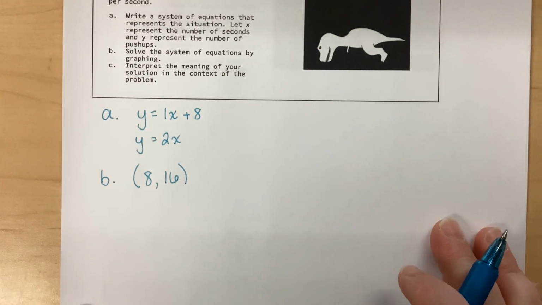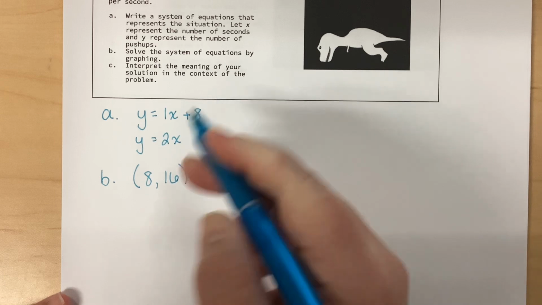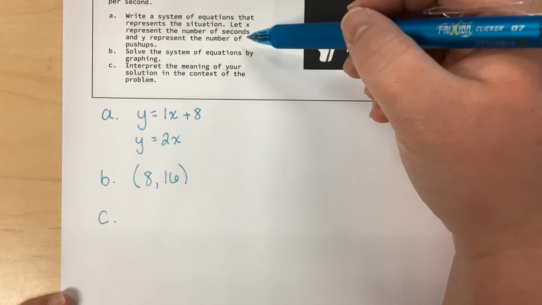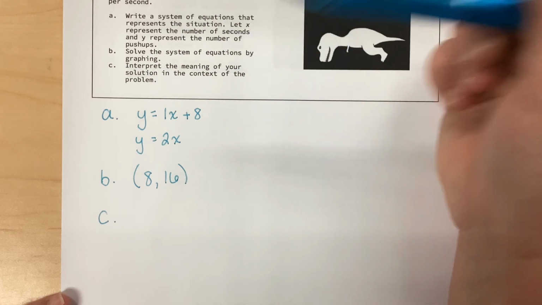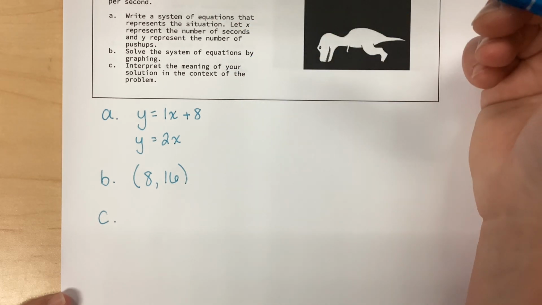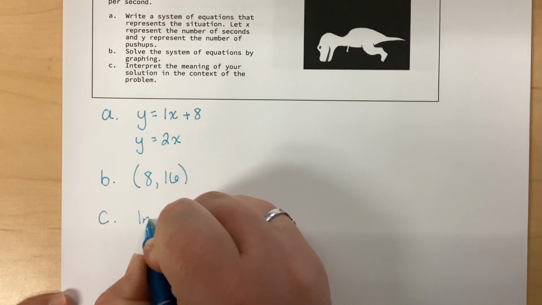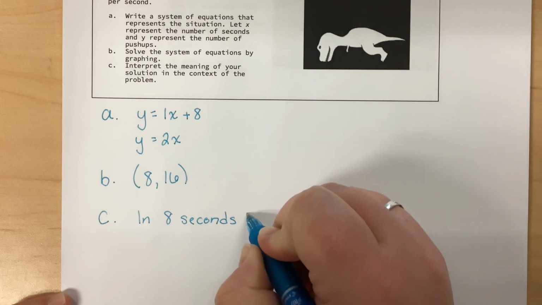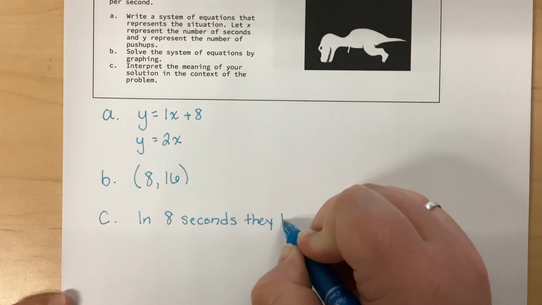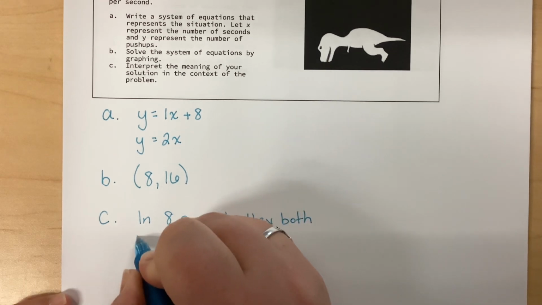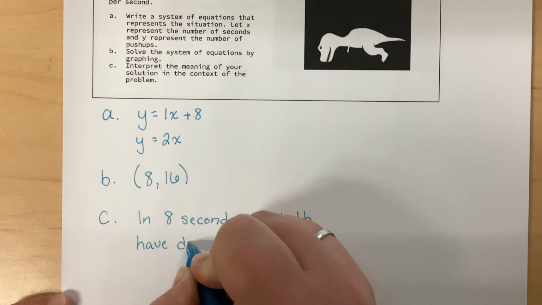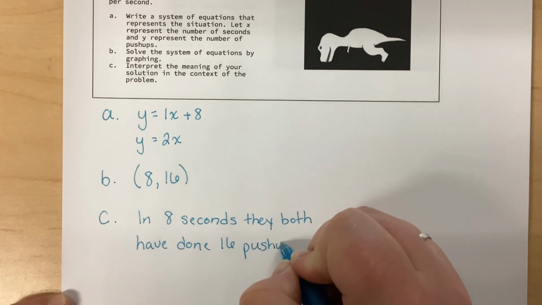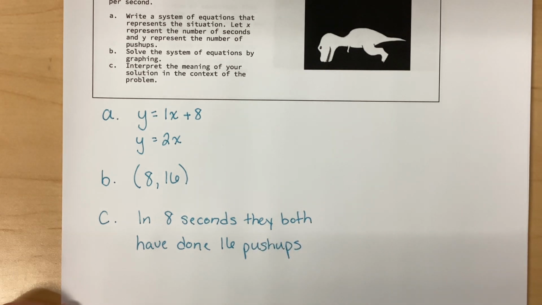And then for part C, it says, interpret the meaning of your solution in the context of the problem. Now remember, x is number of seconds and y is number of push-ups. And essentially we're trying to figure out here when they are the same. So that means that in 8 seconds, they both have done 16 push-ups. And that would be it for this problem. Let's try another.